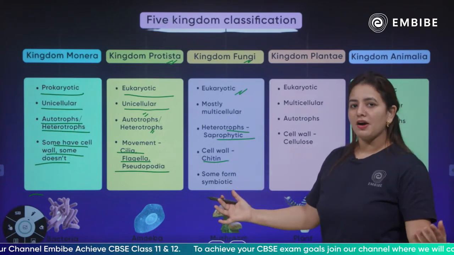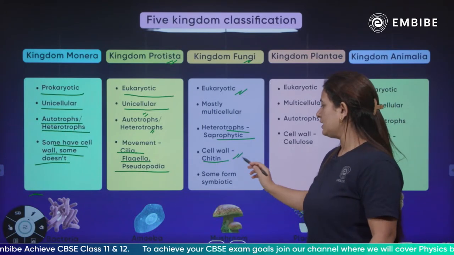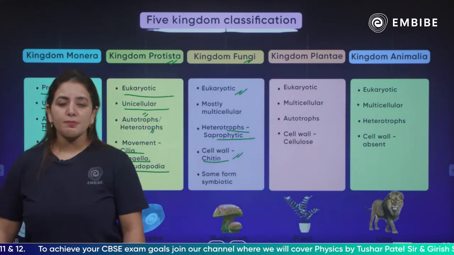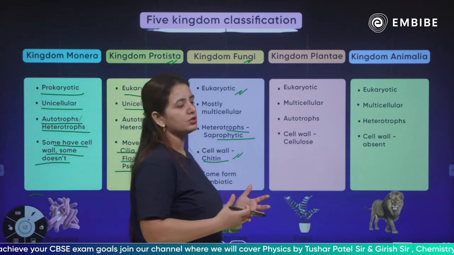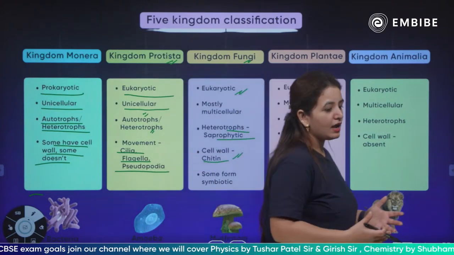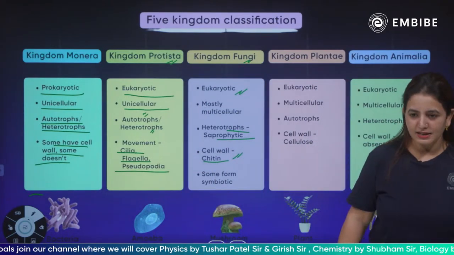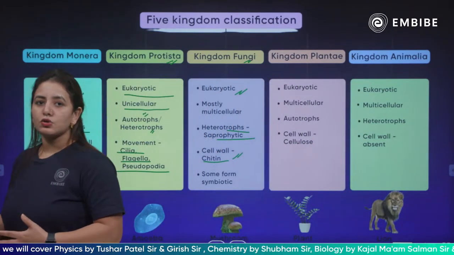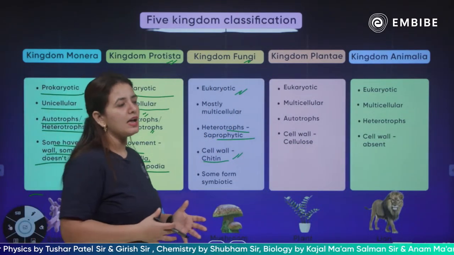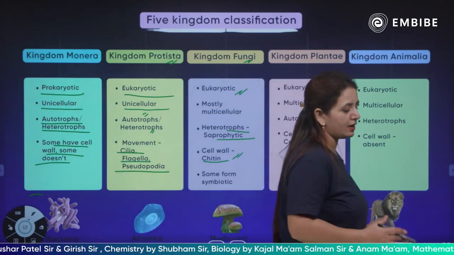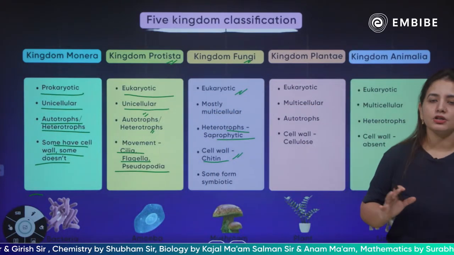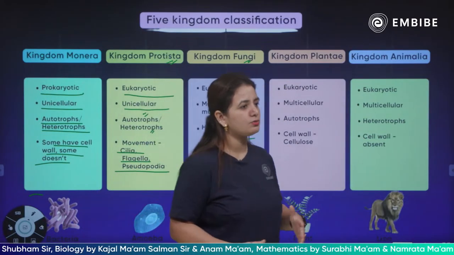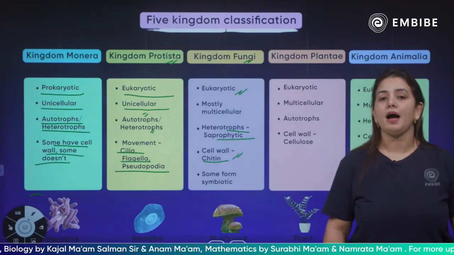The cell wall of the fungi is made up of chitin, and some form a symbiotic relationship. Symbiotic means a mutual relationship in which the fungi get an association, just like mycorrhiza, okay, and the lichen, okay. They form an association of algae and fungi and they both live together because the fungi need the nutrition. Both of them have a give and take relationship, so they also act as symbionts.